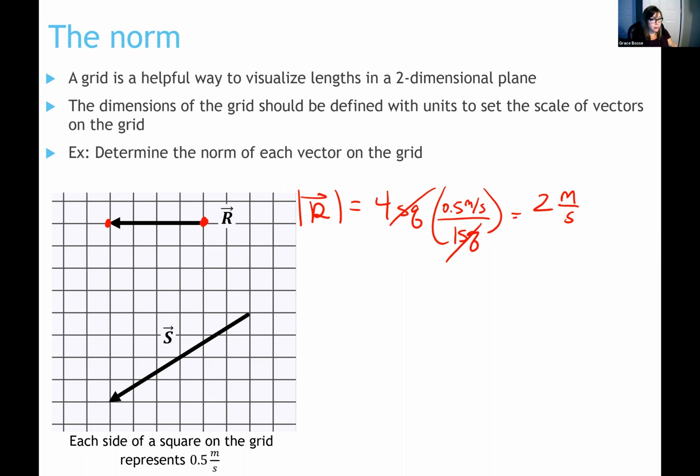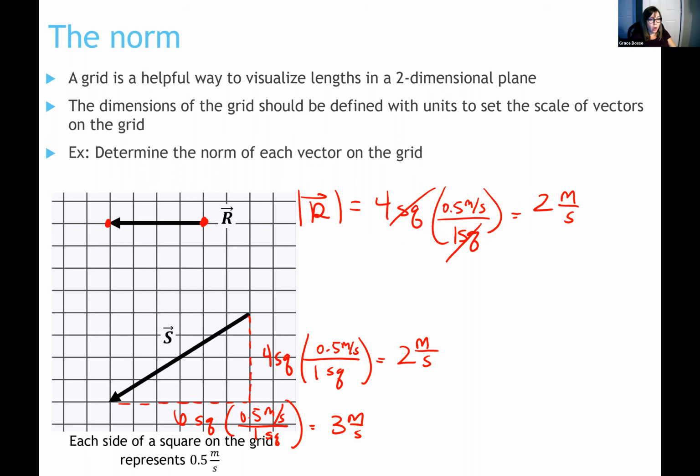Let's try to do vector S. It's a little bit tougher because it's pointing down at an angle. So vector S points down 4 squares, and it points to the left 6 squares. So let's do that other unit conversion. Let's figure out how many meters per second this is. So 4 squares, where every 1 square is 0.5 meters per second. That means that it's pointing down with 2 meters per second. It's pointing to the left at 3 meters per second.